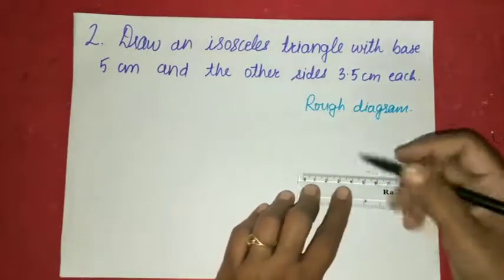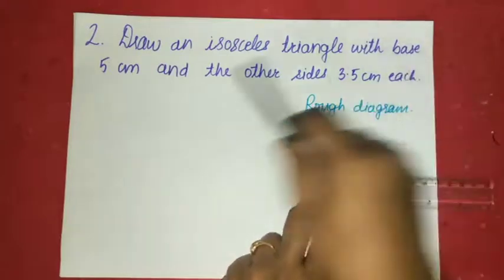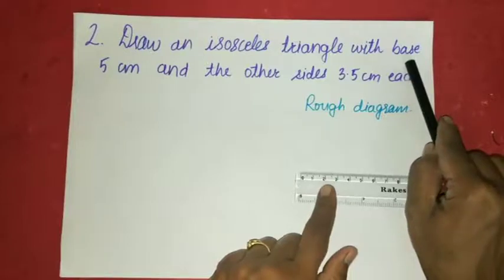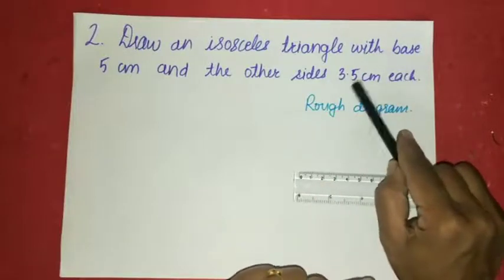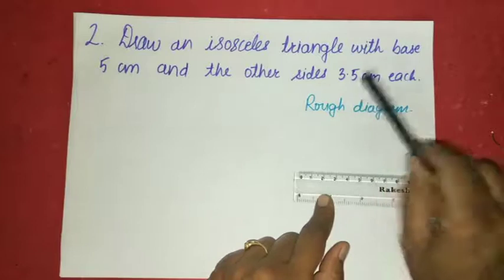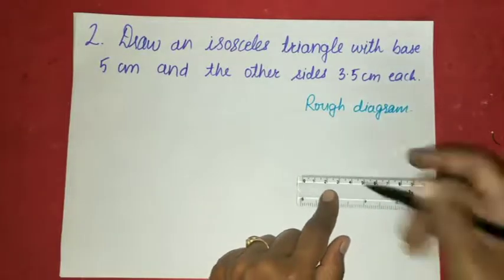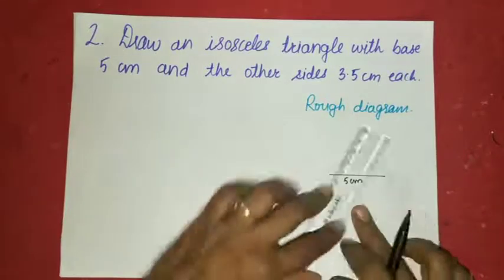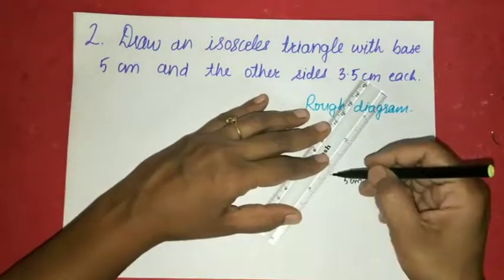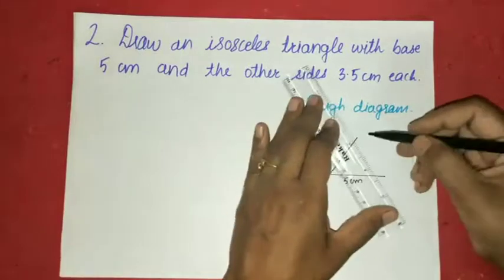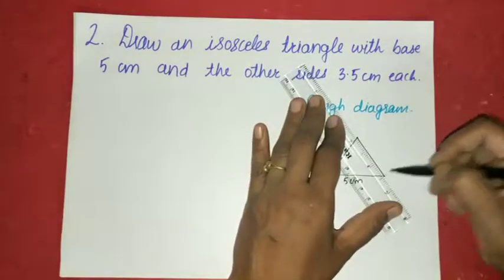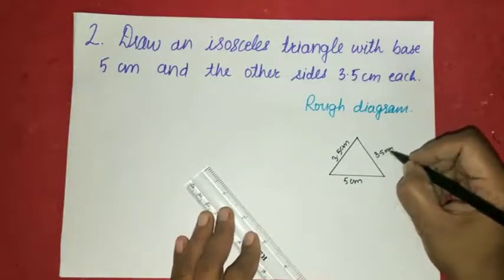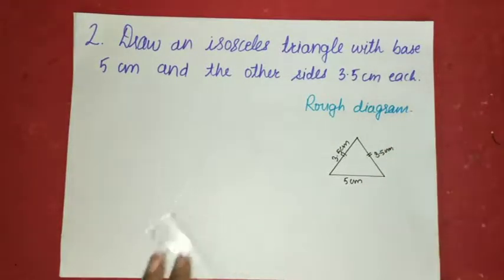Now, here we will draw the triangle with base 5 cm. The uncommon side in an isosceles triangle is called the base, whereas the common sides or the congruent sides are the other sides of 3.5 cm each. Now, draw the base right here, 5 cm, and draw the remaining 2 sides as congruent here in the triangle. Here we will write their measure as 3.5 cm. These 2 sides are congruent, so we will show them using the symbol of congruency.